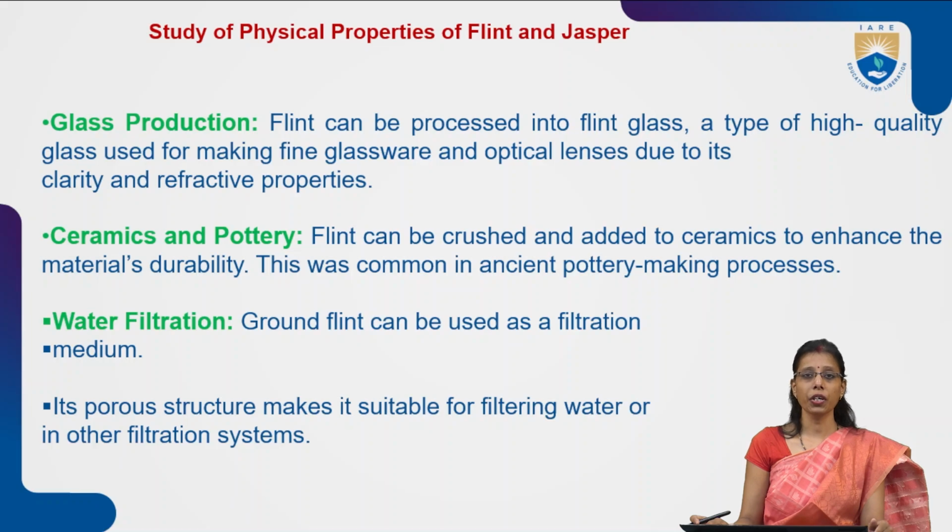Now, in glass production, flint can be processed into flint glass, a type of high quality glass used for making fine glasswares and optical lenses due to its clarity and refractive properties. Now, in ceramics and pottery, flint can be crushed and added to ceramics to enhance the material's durability, and this was common in the ancient pottery making process.